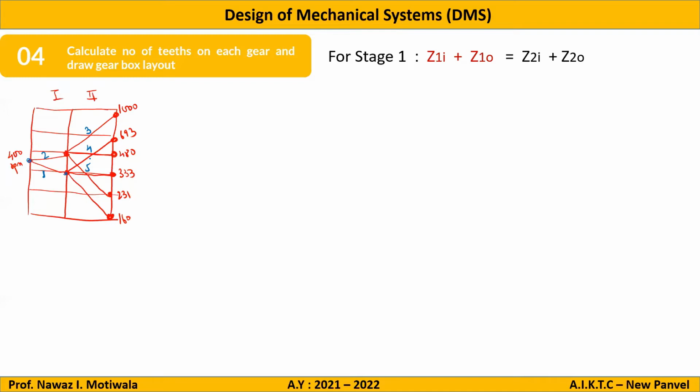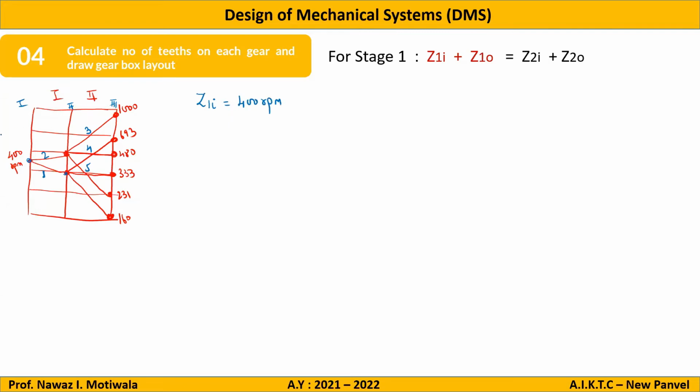Now, what is the input speed? What can you tell about input speed at the first shaft? This is my first shaft, this is second shaft, and this is third shaft. What is my input speed at the first shaft? 400 RPM. So can I write this? Z at input Z1i is equal to 400 RPM. Can I write this? Yes, sir.